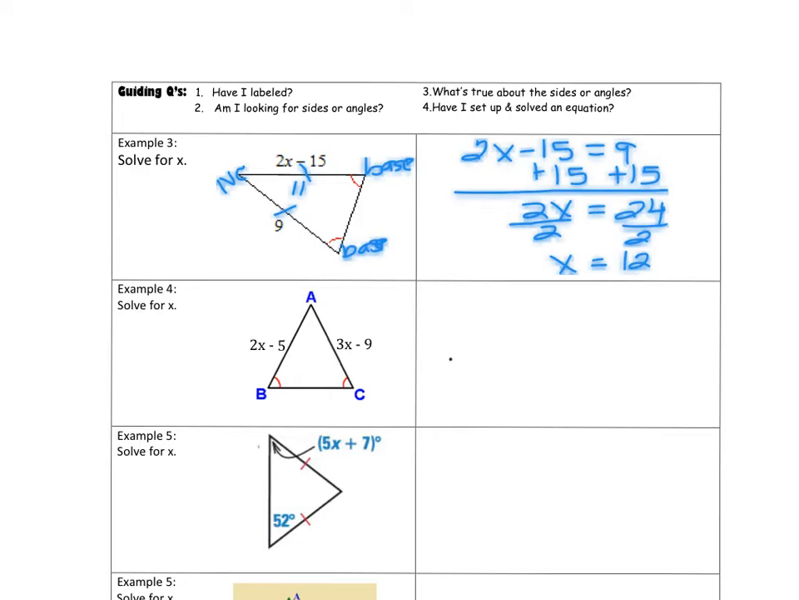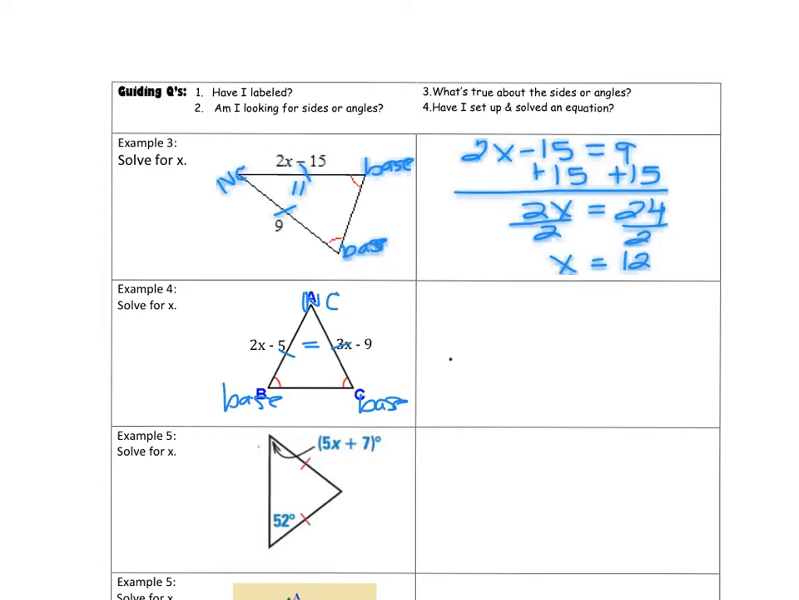All right, have I labeled? Let's go ahead and label my bases. I see them, they have the red markings: base, base. That makes this my non-congruent, and that means these two are equal as well. So I can put an equal sign in between them. Okay, since I put my equal sign in between them, am I looking for sides or angles? Well, obviously I'm looking for these two sides, so I put my equal in between.